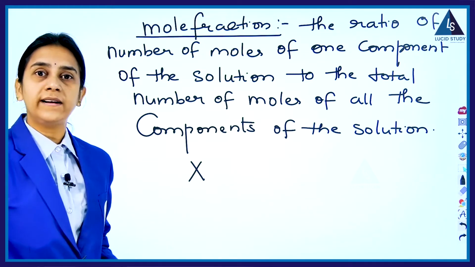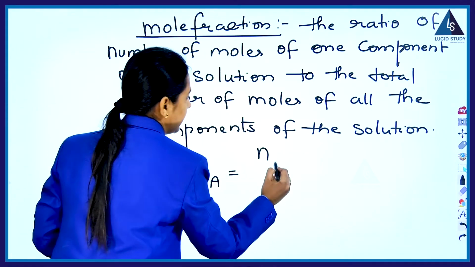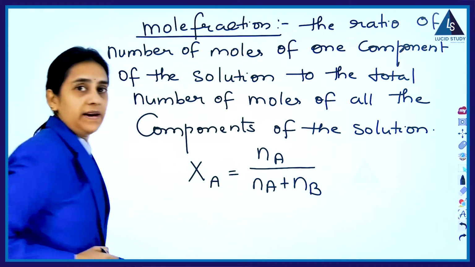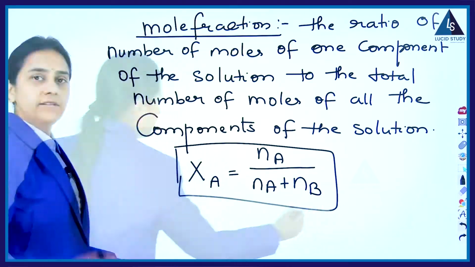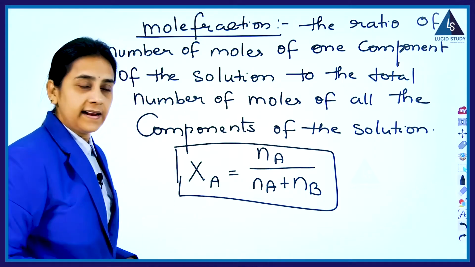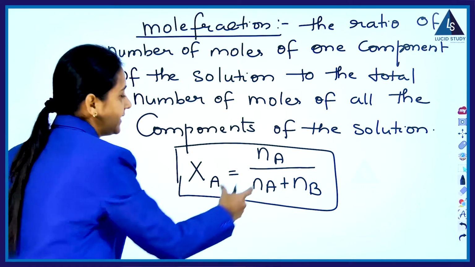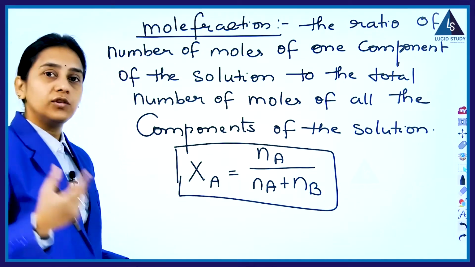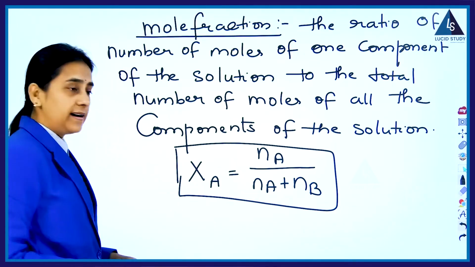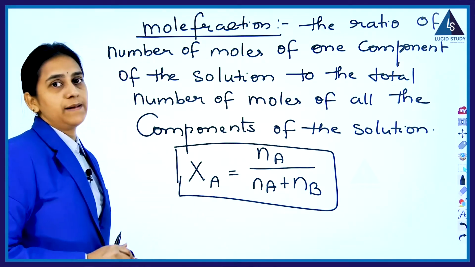Then I want to find out the mole fraction of A. The number of moles of A, that is Na, to the total number of moles, that is Na plus Nb, is called the mole fraction. Just compare with the definition now. The number of moles of one component, that is Na, divided by the total number of moles of all the components, that is Na plus Nb, is the mole fraction. So for finding the mole fraction, you can use this formula. If I want to find it for B, that is Xb, then it will be Nb divided by Na plus Nb.